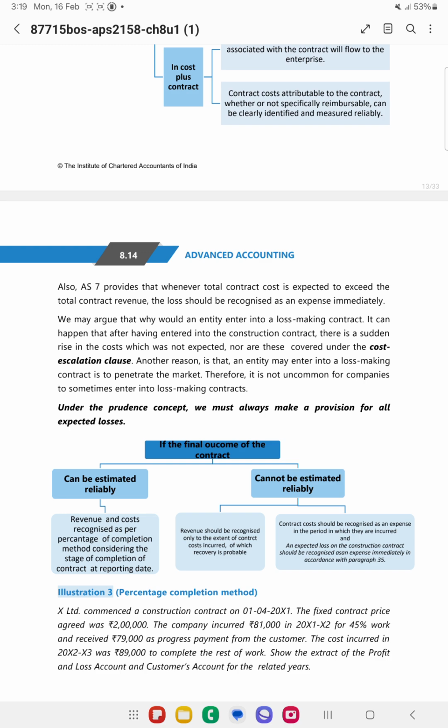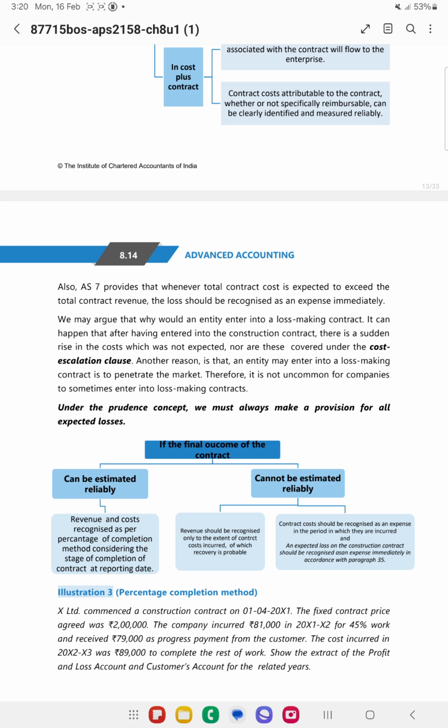So why is it recognized? It is recognized because of the prudence concept which is involved, so we recognize the loss then and there itself. You might ask, if the company knows that they are going to incur losses, then why do they enter into such a contract? Or there are escalation clauses, or there is an instance that they might claim from the company. Then also how do they incur the loss?